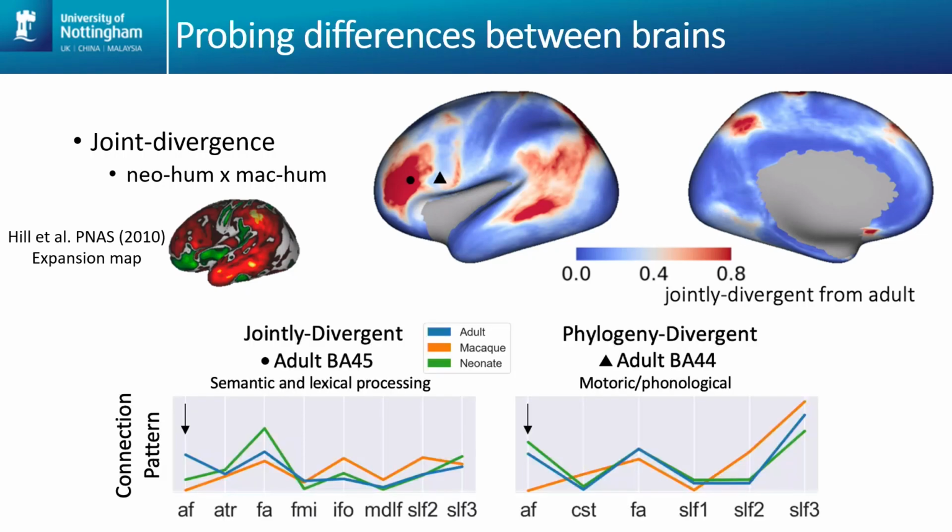And then we can start to use this map to look at how connectivity patterns in different brain regions differ. And we see an interesting case in the inferior frontal cortex in Broca's area. And in BA45, we find a joint divergence. And BA45 is associated with semantic and lexical processing of language. So we see that for the neonate and the macaque, the connectivity pattern diverges from the adult. Whereas in BA44, which is associated with motoric and phonological processing of language, we see a phylogeny-specific divergence, whereas the neonate connectivity pattern is more similar. And in particular, we see that these divergence patterns are driven by the arcuate fasciculus, a tract we know to be a language tract.